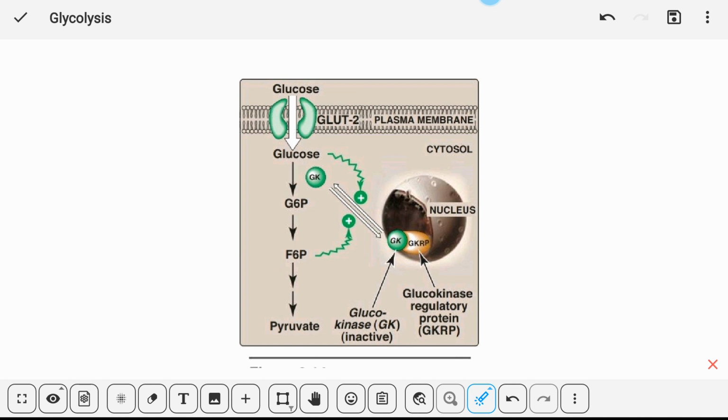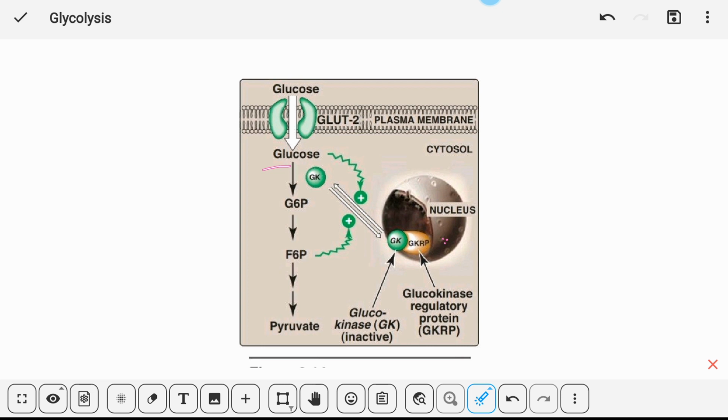So there is a regulatory protein for glucokinase enzyme. The protein is named glucokinase regulatory protein. This protein binds to glucokinase enzyme and keeps it inside the nucleus of the cell and obviously inactivates it. So when there are very high levels of fructose 6-phosphate, these levels will activate the glucokinase regulatory protein. This protein will bind to glucokinase enzyme and inactivate it and keep it inside the nucleus.